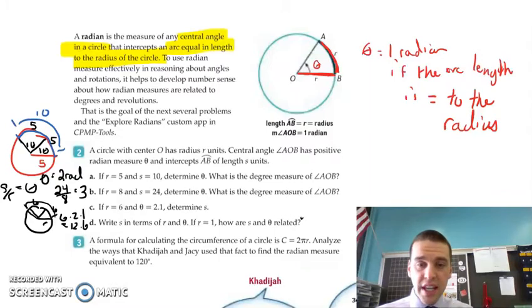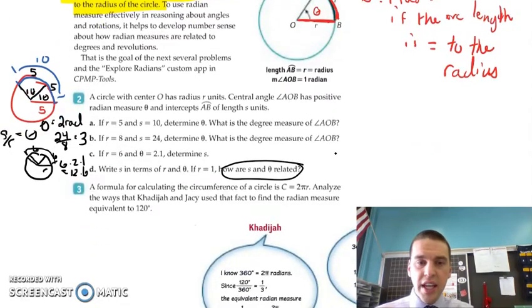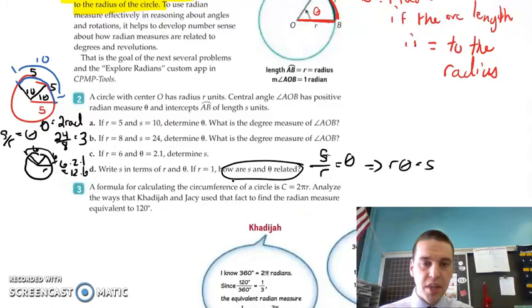And so we just answered how s and theta are related. If we know the radius and the arc length, we can figure that out as arc length over radius, s over r, equals theta. Then we can also say that radius times theta equals arc length. And if you want to write that down, arc length equals s in this case. And so that's how radius and radians are related.